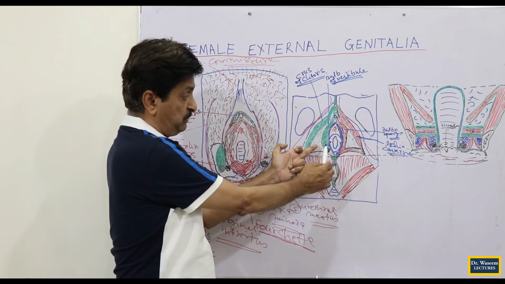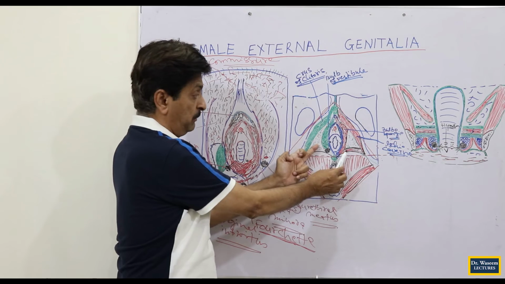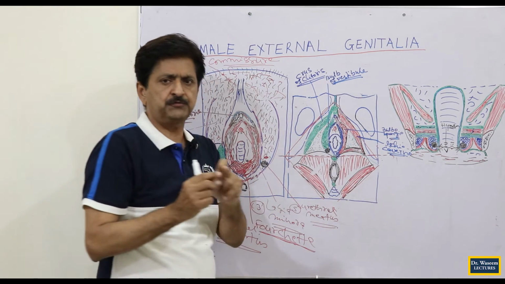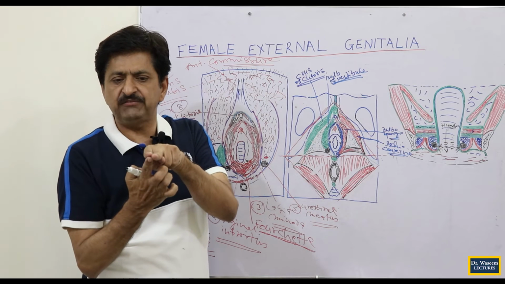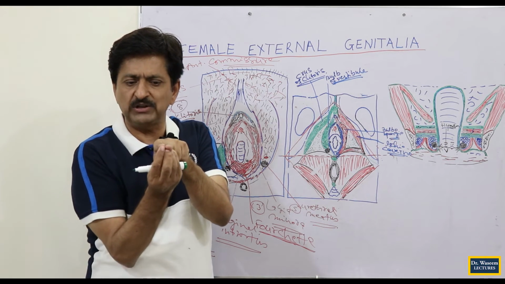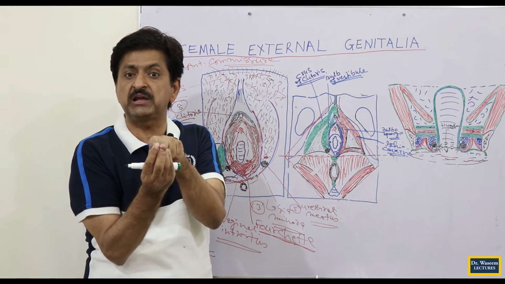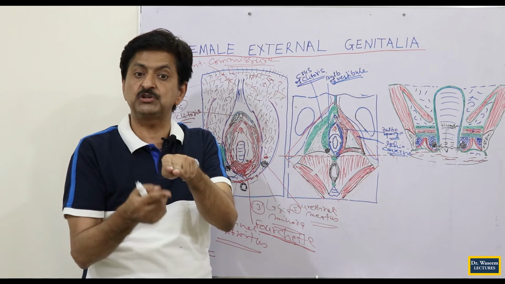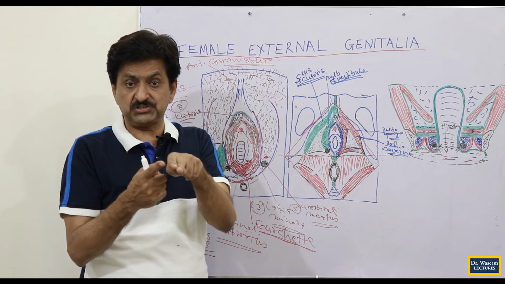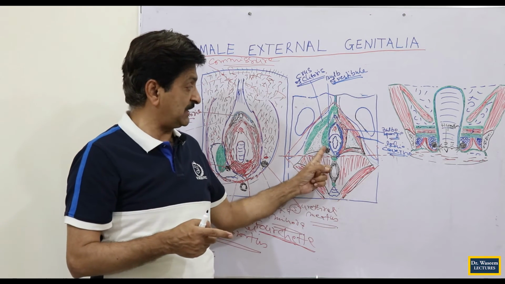One is called the bulb of the vestibule, on one side and on the other side. Posteriorly they are separate, but anteriorly they fuse together, and after fusion ventrally they will contribute a little bit. Ventrally they will form a rounded, nodular structure, which you call the glans of the clitoris. So the glans of the clitoris will aid in the body of the clitoris. But this time we will not call it that now, it is the continuation.